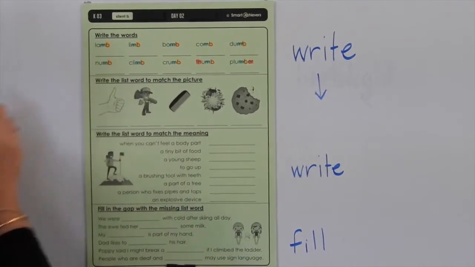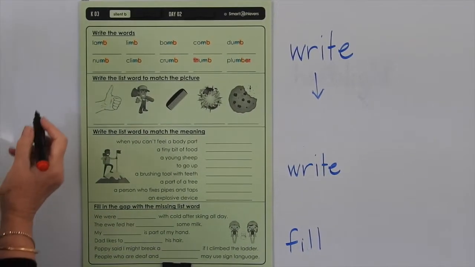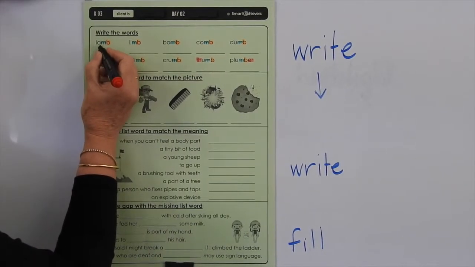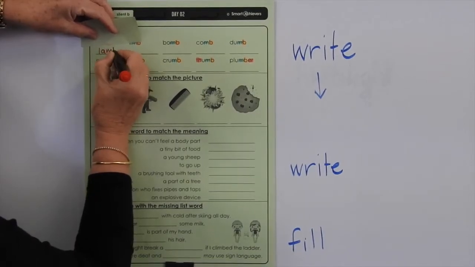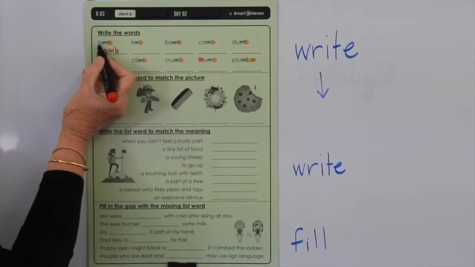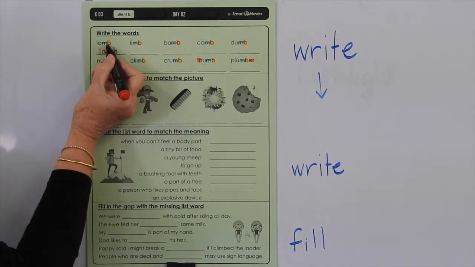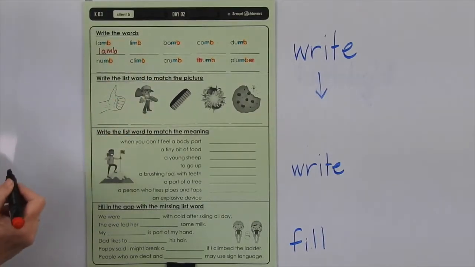Okay, so let's read the word, sound the word, spell the word, and then we'll go and write it. So I've got lamb, L-A-M-B, cover it and write it. So it's really important that you read the word, then you sound it, and because we're not sounding this silent B, then it's very important that you spell the word at the end of it so you don't forget to write it in.